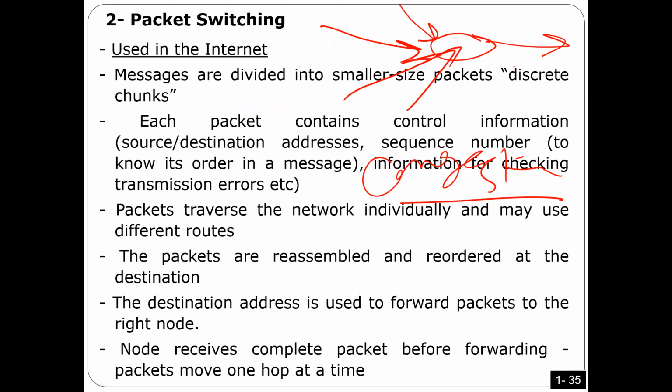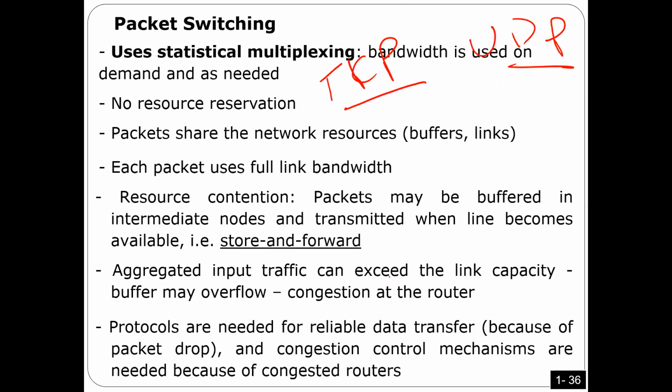So as I told you before, you transmit the packets. These packets may take different routes. We need to reorder and reassemble them at the destination. We may lose them, as I told you. Very important, as I said, there is no resource reservation, and that's what we call statistical multiplexing.